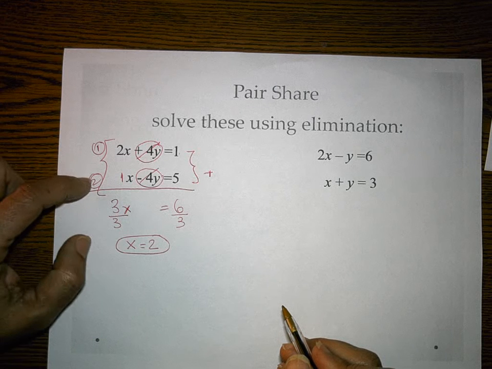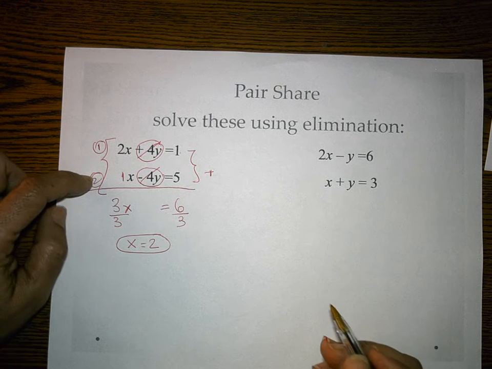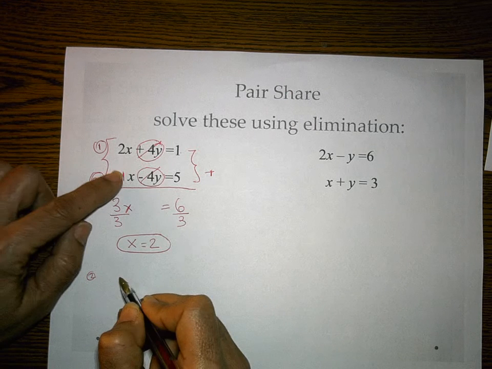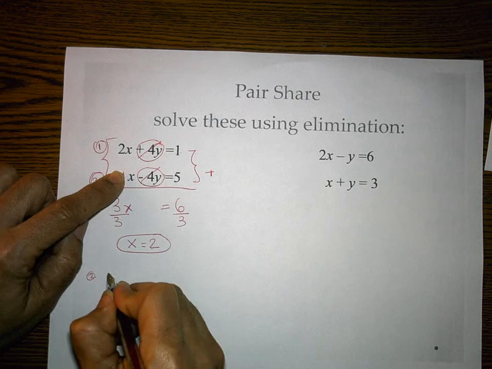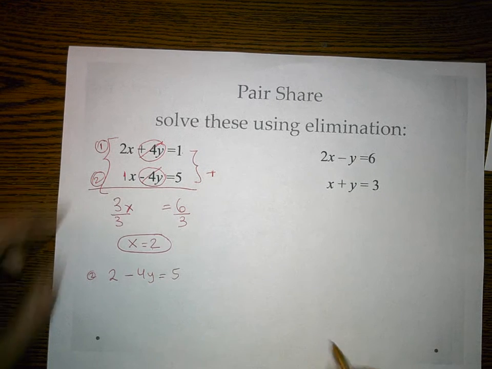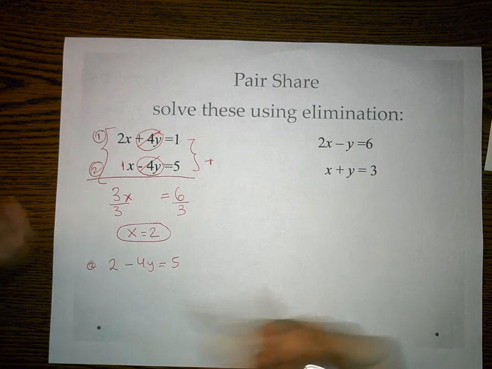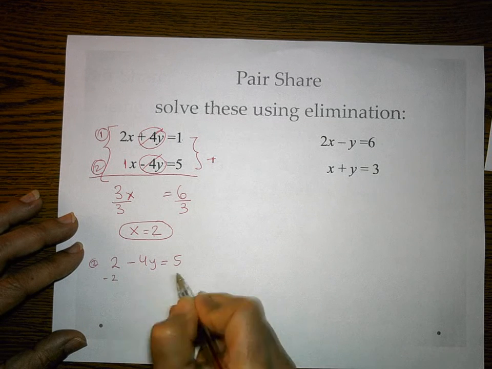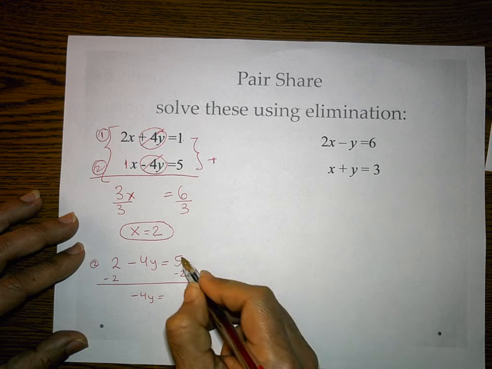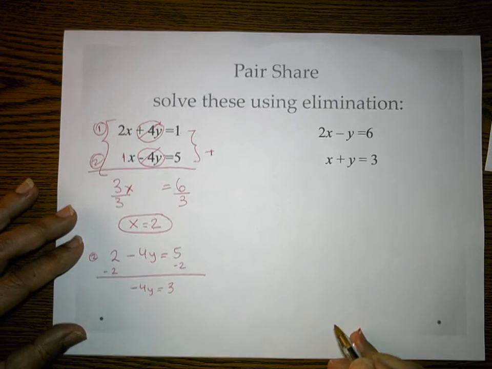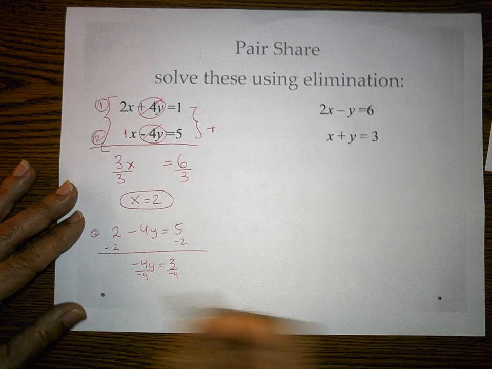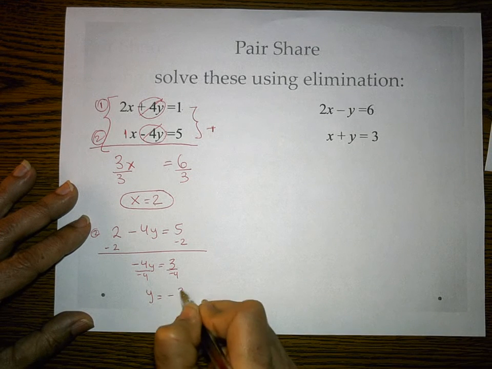To me, number 2 seems to be easy. I don't know. It really doesn't matter. So I'm going to pick equation number 2. Instead of an x, I'm going to plug in a 2 for x. 2 minus 4y equals 5. Okay? I'm trying to get y by itself, so I'm going to subtract the 2 from both sides. I'm going to get negative 4y equals 5 minus 2, which is 3. Divide both sides by negative 4, and we get that y equals negative 3 over 4.